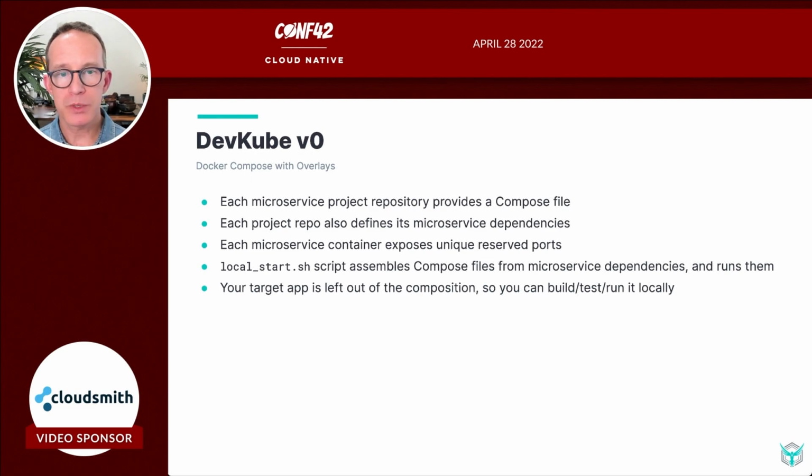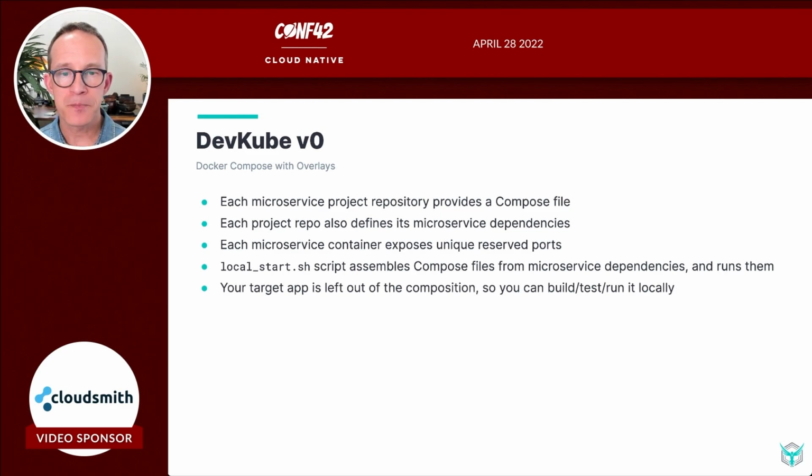So what we did was we used this feature of overlays, and we concocted a scheme where each one of our microservice project repositories would contain its own Compose file, a Docker Compose file. And each repo would also define all of its microservice dependencies. And each microservice container exposes unique reserved ports. So for service A, you always know that it's listening on port 3200 and maybe a couple other ports in that range.